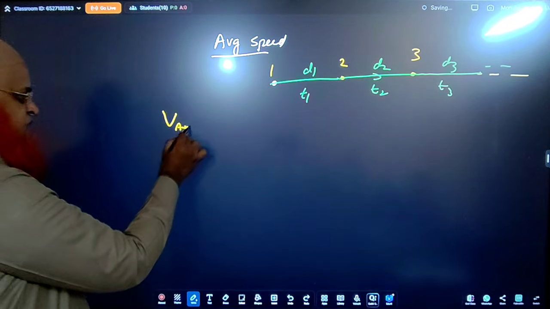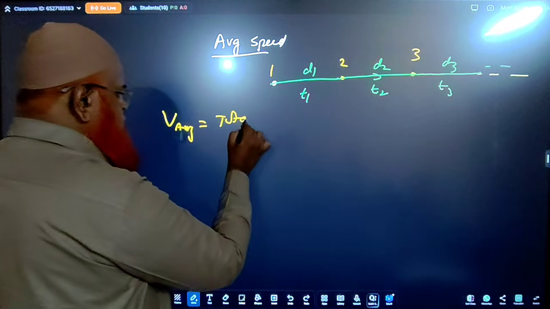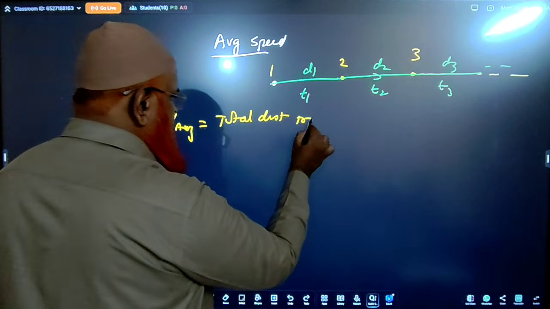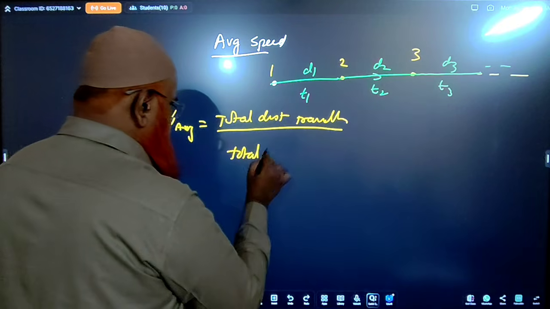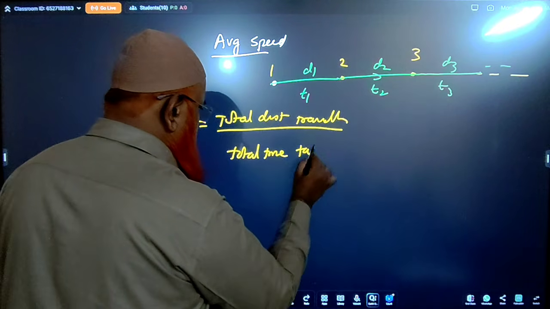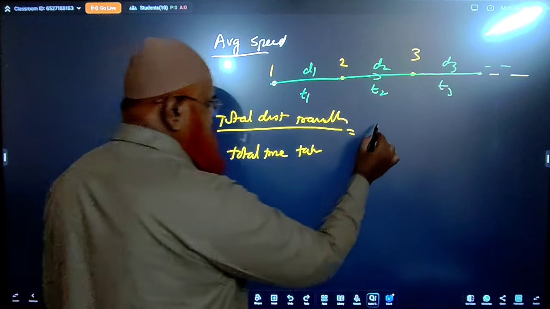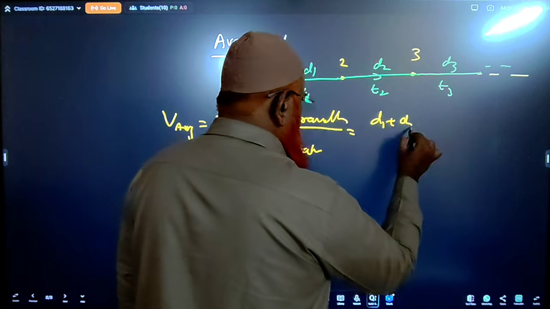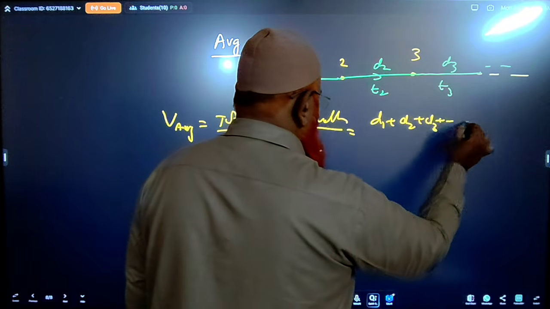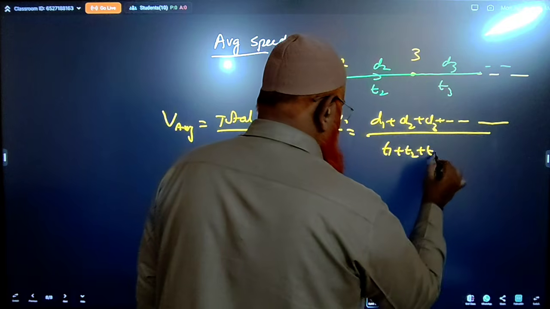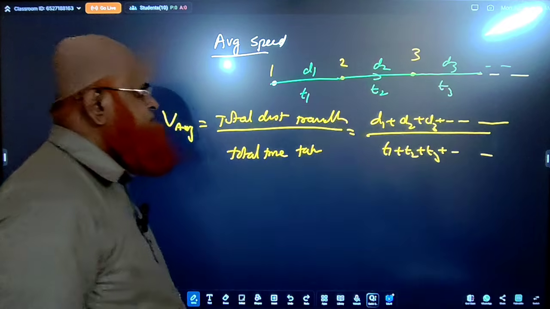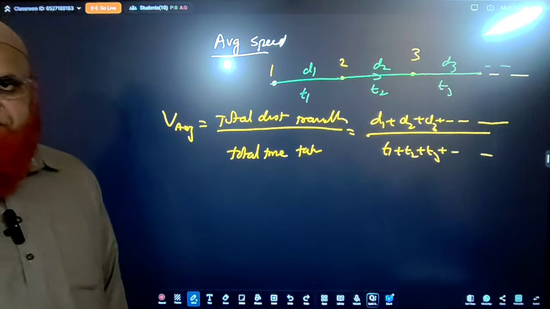So v average is nothing but the total distance traveled by the total time taken. So what is the total distance traveled? D1 plus D2 plus D3 and so on, by T1 plus T2 plus T3 and so on. This is called an average speed.